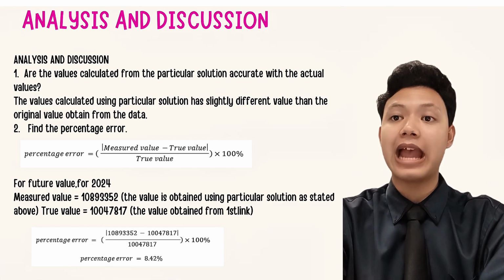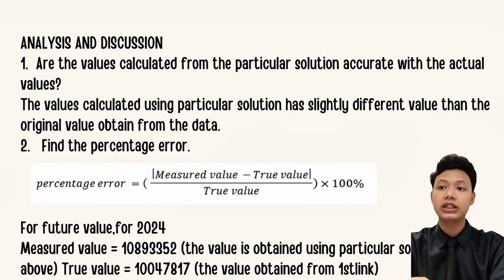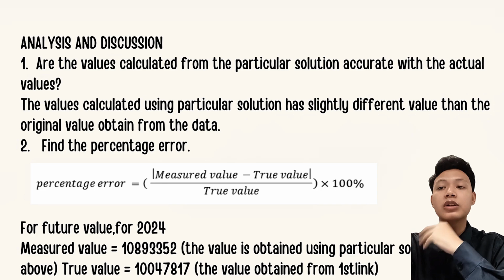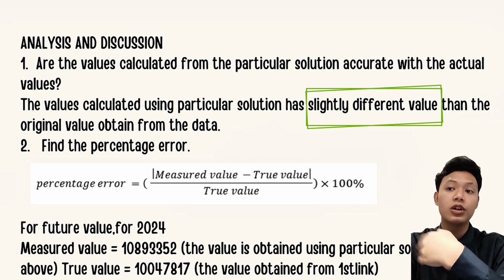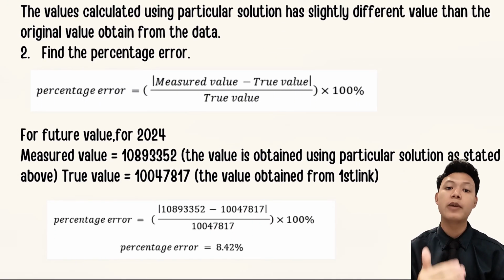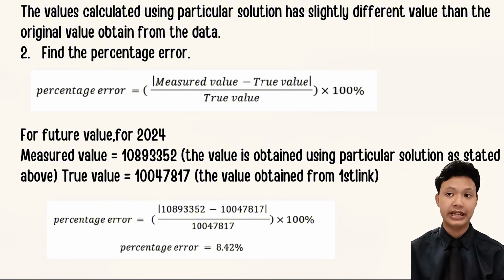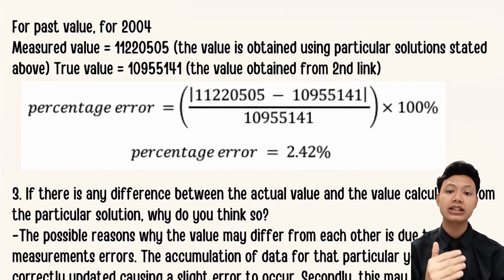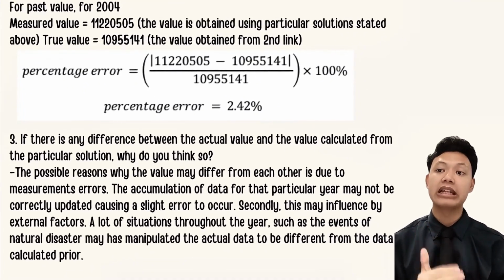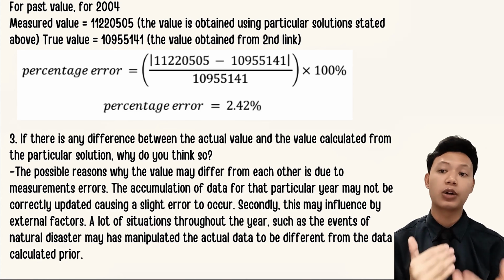Now, analysis and discussions. Number 1. Are the values calculated from the particular solution accurate with the actual value? The values calculated using the particular solution have slightly different values than the original values obtained from the data. Now, we are required to find the percentage error for the predicted years in the past and also the future. For the future value, for 2034, we get the percentage error which is 8.42%. Meanwhile, for the past value, we get the percentage error which is 2.42%.